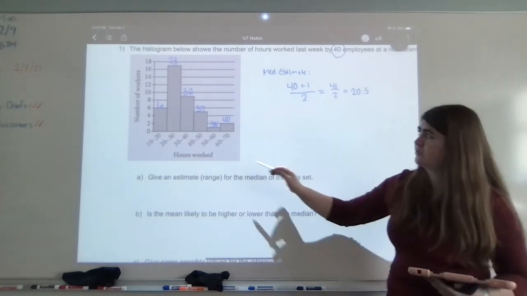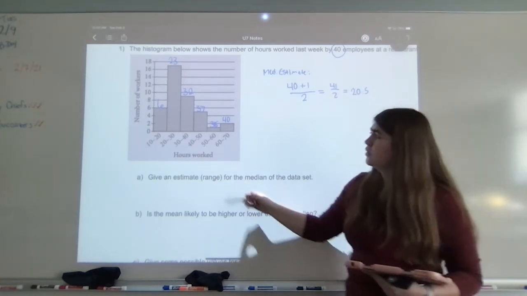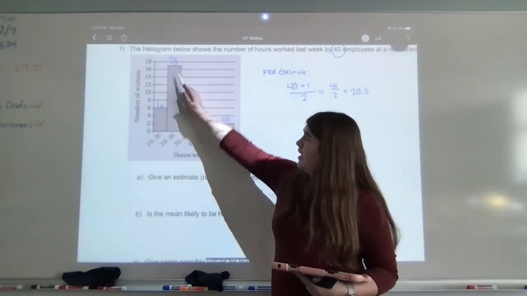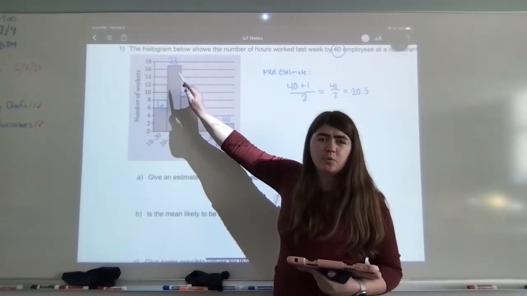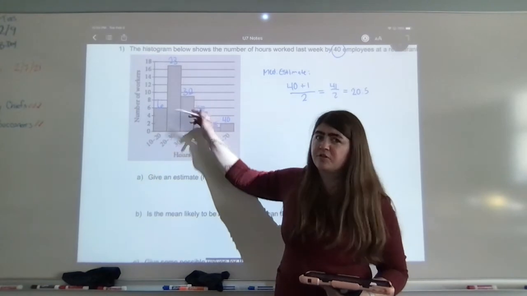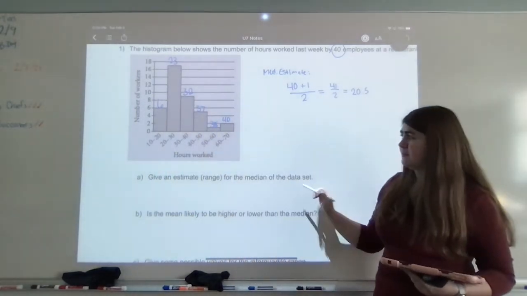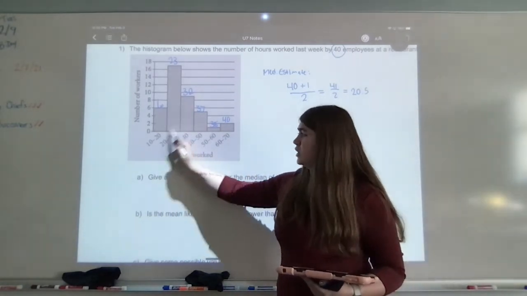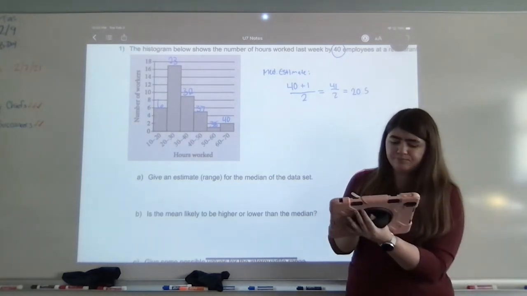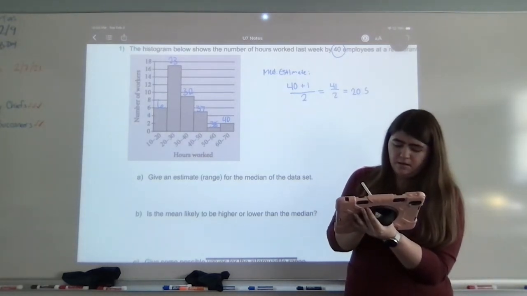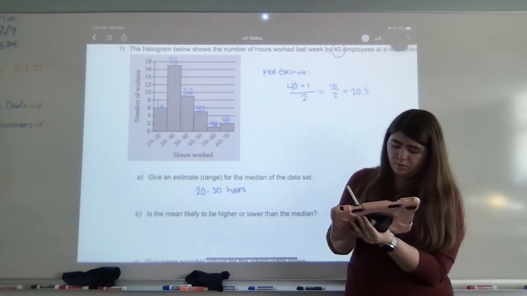So if we go to our histogram and we're looking for where the 20th and the 21st person are, 6 of them were already used. In this column, we hit the 23rd person that we surveyed. So the 20th person and the 21st person are going to be in this column, which means that my estimate for the median has to be between 20 and 30 hours worked, because our median will be in that column. So my estimate is 20 to 30 hours worked.